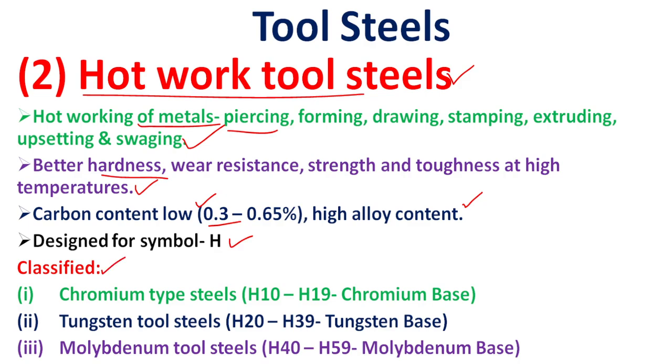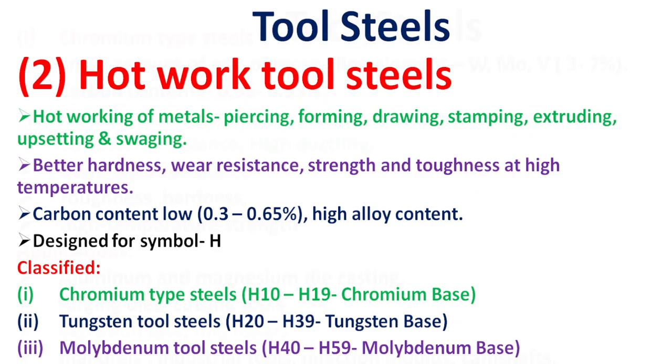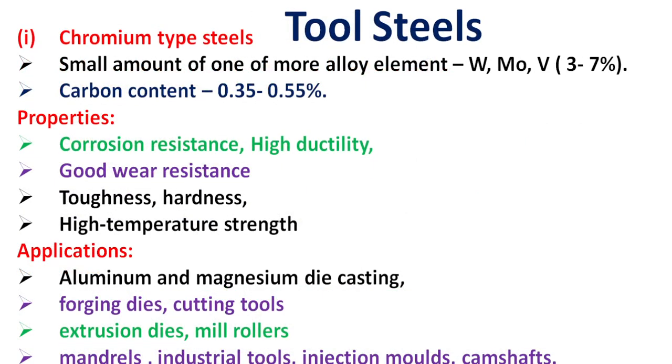Hot work steel is classified into three types. Chromium type steels, H10 to H19, are chromium base. Tungsten tool steel, H20 to H39, is tungsten base. Molybdenum tool steel, H40 to H59, is the molybdenum base steel material. The first one is the chromium type steels.